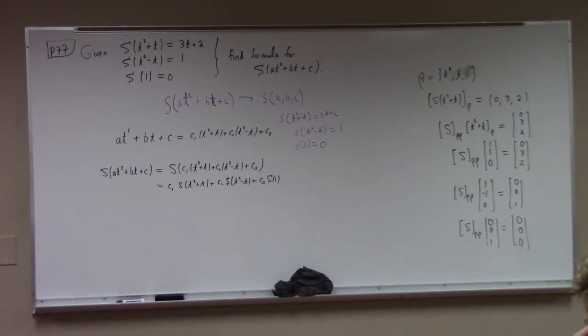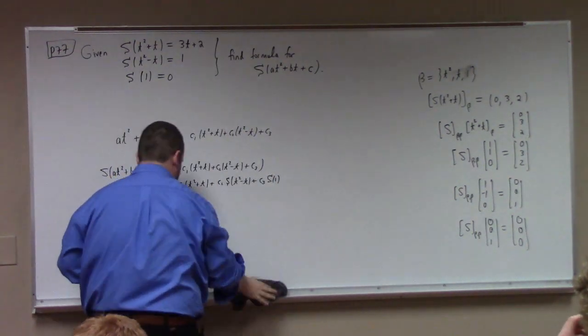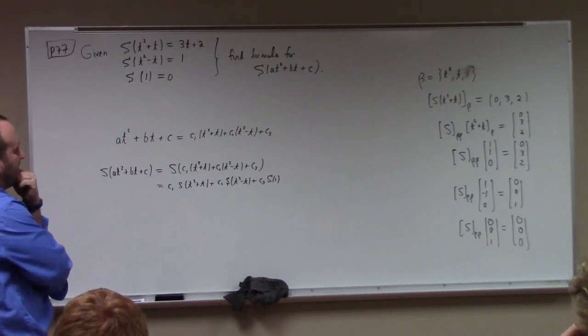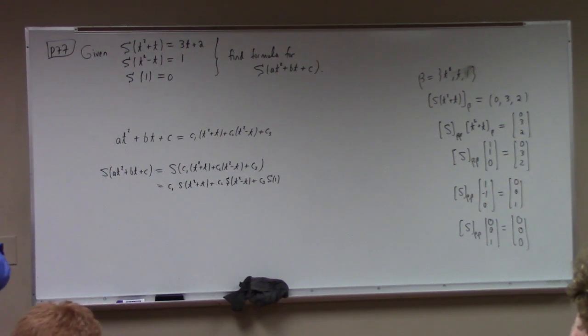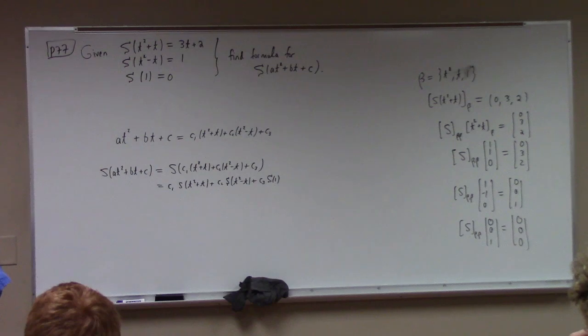So I wanted to put on the board two different strategies for solving this problem, all right? I'm going to erase the purple because it just doesn't show up well on the camera. Now, to find a formula for S of at squared plus bt plus c with the given information, if we know it's linear, we can do that. The reason we can do that is that t squared plus t, t squared minus t, and 1 form a basis for P2. You can form a basis for P2 using t squared plus t, t squared minus t, and 1.